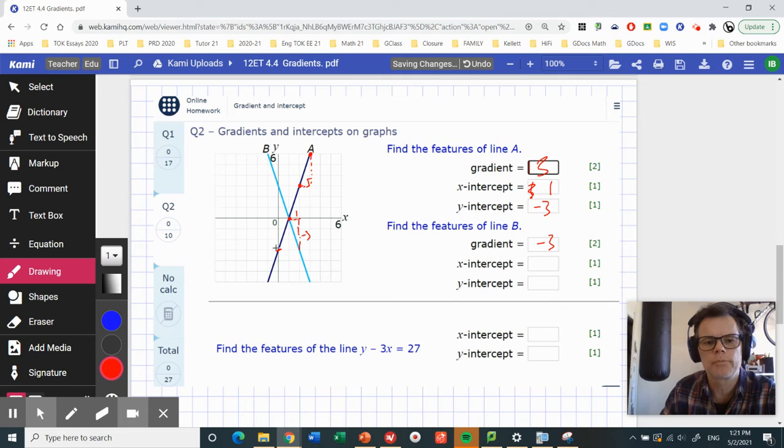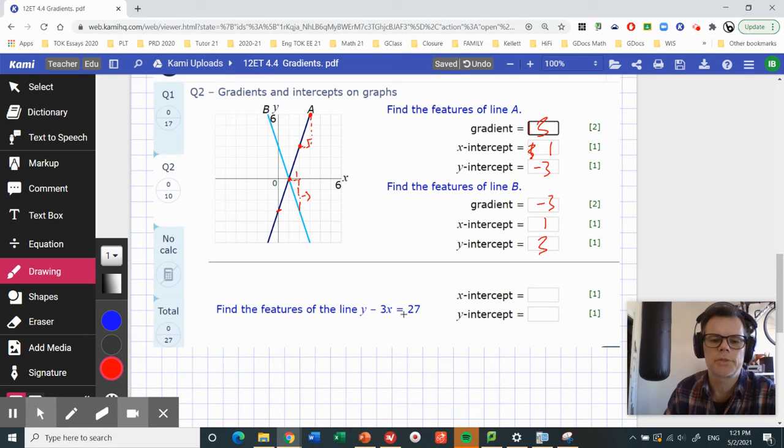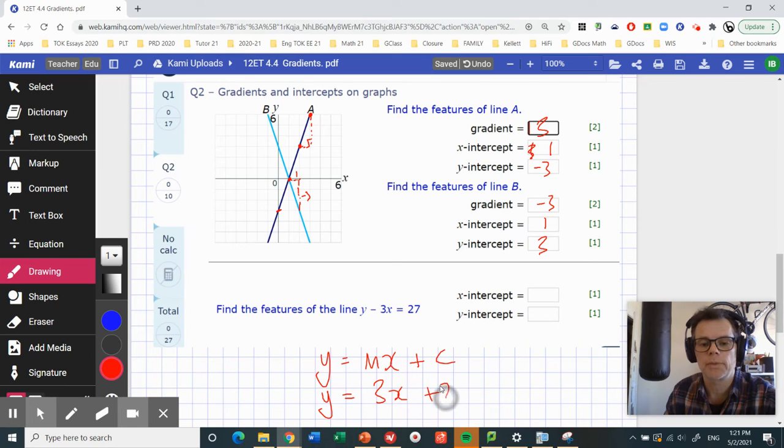Again, do the lesson to make sure you remember from GCSE what a negative gradient is and what a positive gradient is. The x-intercept is the same as A, it's 1, and the y-intercept is +3. Find the features of the line y minus 3x is 27, again from GCSE, but you may need to do the lesson here. You need to write this in terms of y equals mx plus c. You need to rearrange this equation by adding 3x to both sides. y equals 3x plus 27.